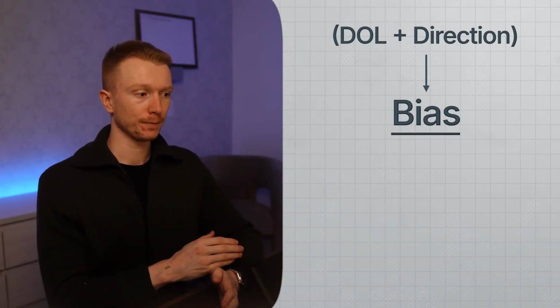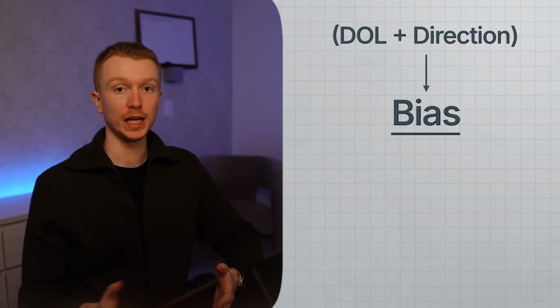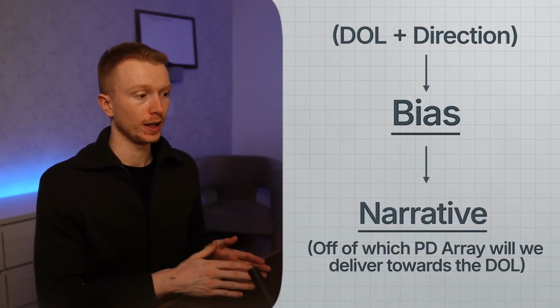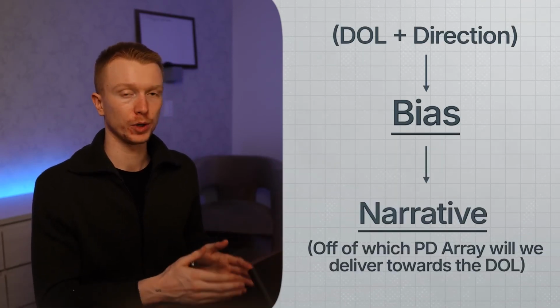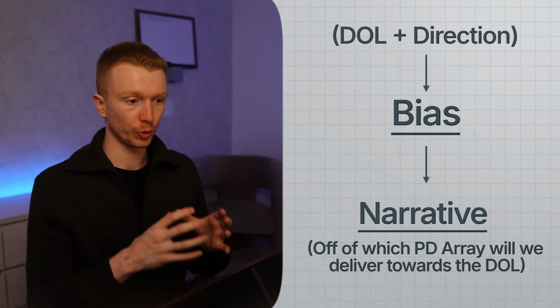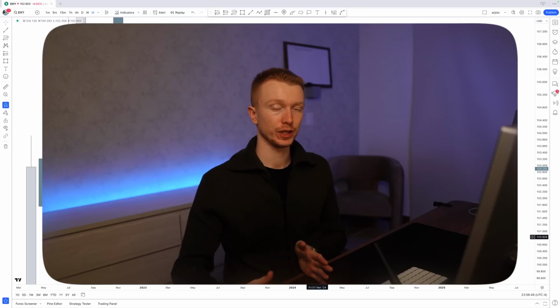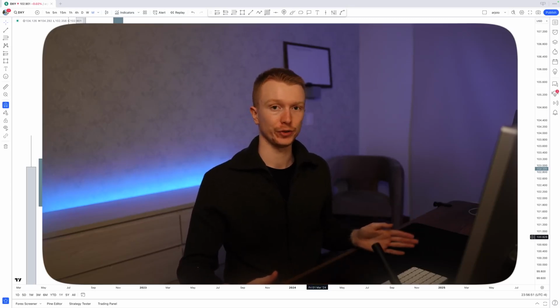Well, that target right there, the draw on liquidity, we will push lower towards that by narrative. So the narrative is, if we are going lower, where are we going lower from? In other words, the narrative is the PD array that will deliver us towards the draw on liquidity, that will get us there. And the narrative is where I want to look for fair value gaps.